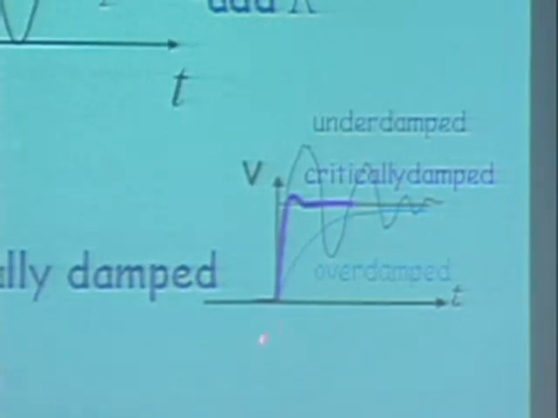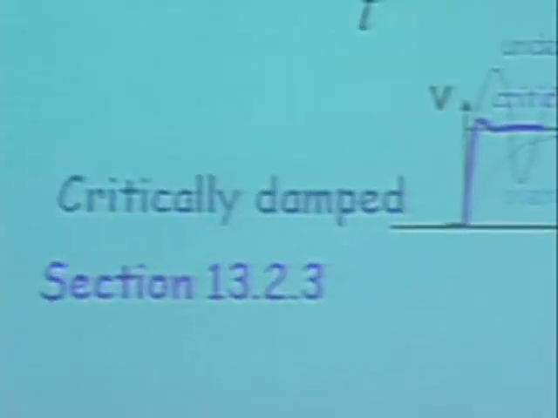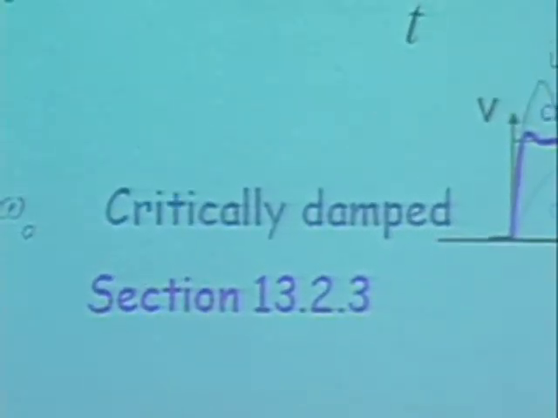So the overdamped case will look like this, underdamped like this, and the critically damped case kind of goes up and then settles down almost immediately. This is when alpha equals omega naught. I won't do that case here, and I'll simply point you to section 13.2.3.